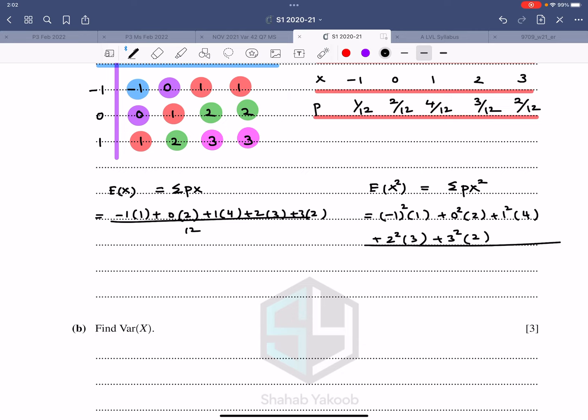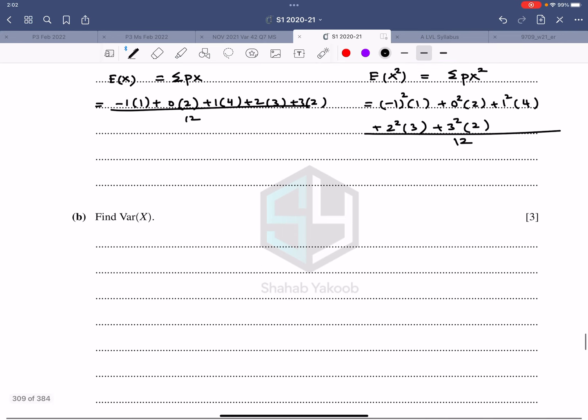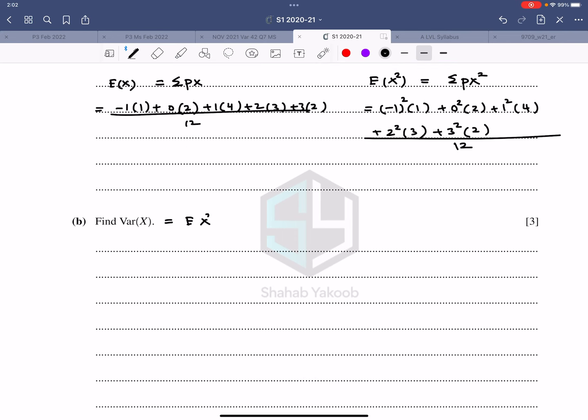And what is variance of x? That is expectation of x square minus square of expectation of x. You would evaluate, and then you get this answer. So 4 questions down, pretty straightforward paper so far.